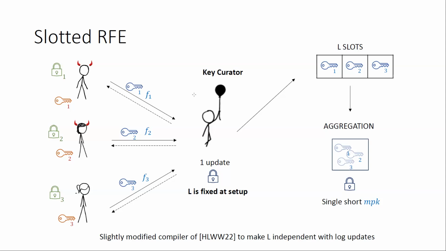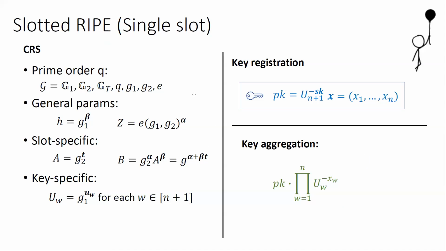In order to achieve generic registered functional encryption, we can use the very same compiler of Hohenberger et al., with some slight modification, to compile the slotted RFE to a standard RFE with log L updates. This is the rough idea of how it works.